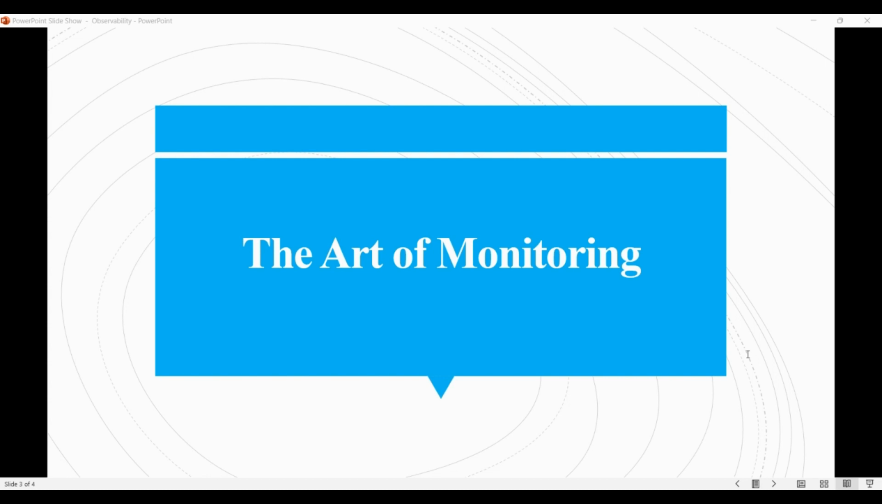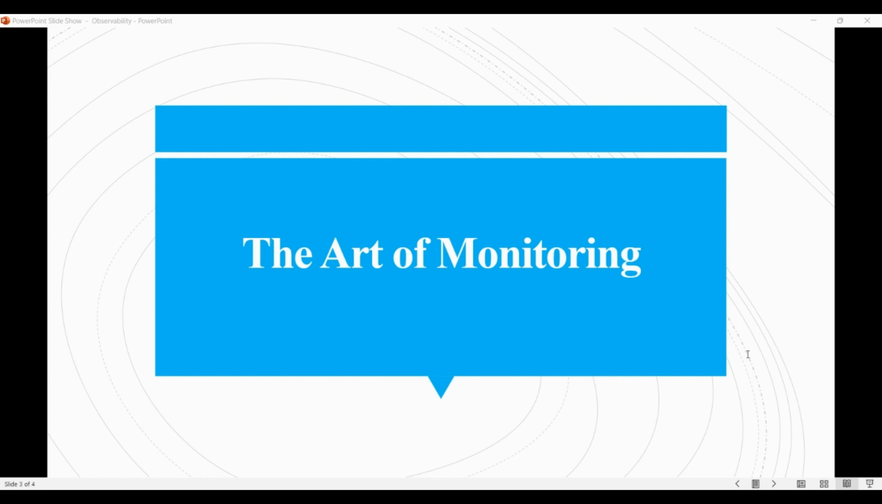It allows developers and operators to understand how a system is performing and identify potential issues before they become critical problems. The art of monitoring involves selecting the right metrics and data points to collect, as well as determining the appropriate thresholds and alerting mechanisms to ensure that potential issues are identified and addressed in a timely manner.